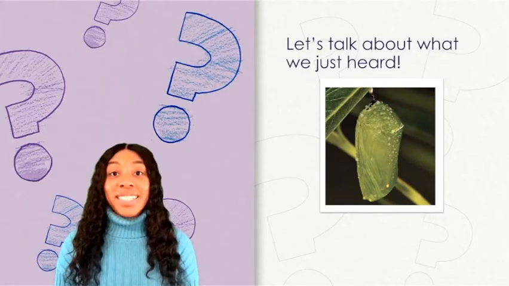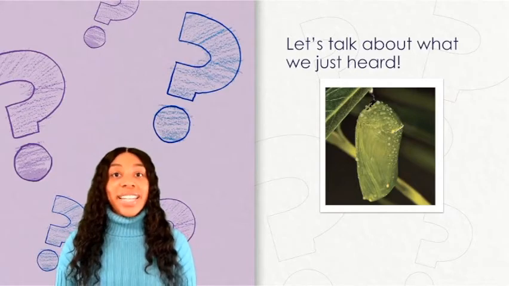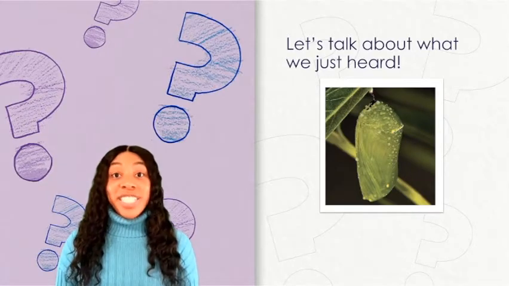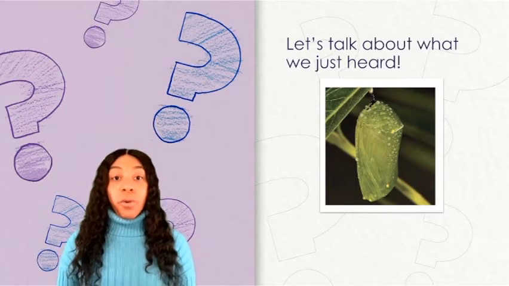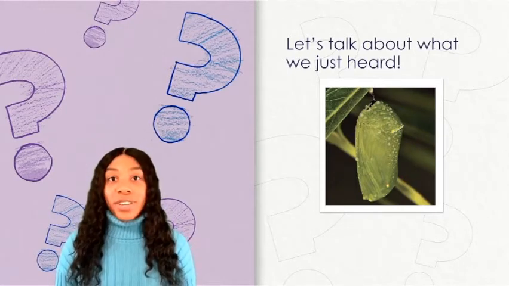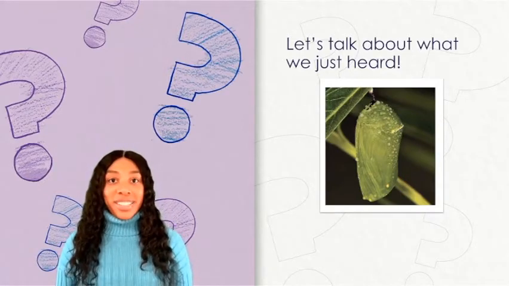Here is my last question. Why does the larva need to shed its skin? The larva sheds its skin so it can grow because it is growing bigger. If you made it through all of those questions, I want you to give yourself a round of applause.